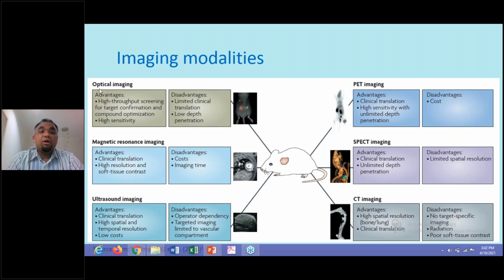Lastly, optical imaging is at the moment only available for preclinical or animal imaging, but it is without the use of radiation. The good thing about the advantages of optical imaging is that you can have high throughput screening of patients for targeted compounds and high sensitivity. However, the disadvantages are limited clinical translation and low depth penetration.